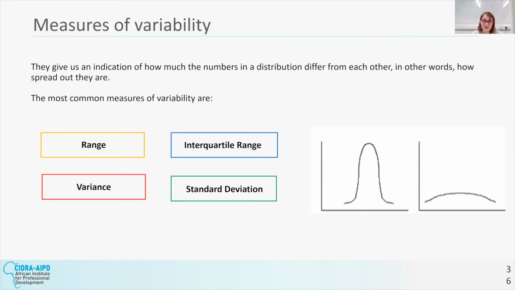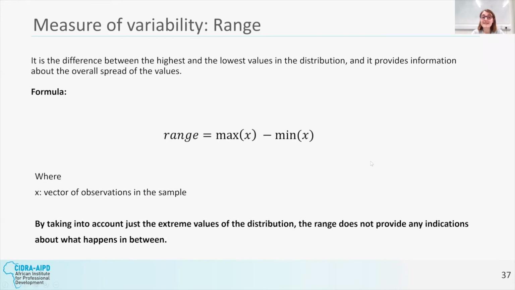So there are different measures that we can actually use to measure dispersion in our data. The most common ones are range, interquartile range, variance, and standard deviation, which we're going to see in more detail in the following slides. So let's start with the range, which is the most straightforward measure of variability to compute. It is computed as the difference between the highest value of the distribution and the lowest value of the distribution.